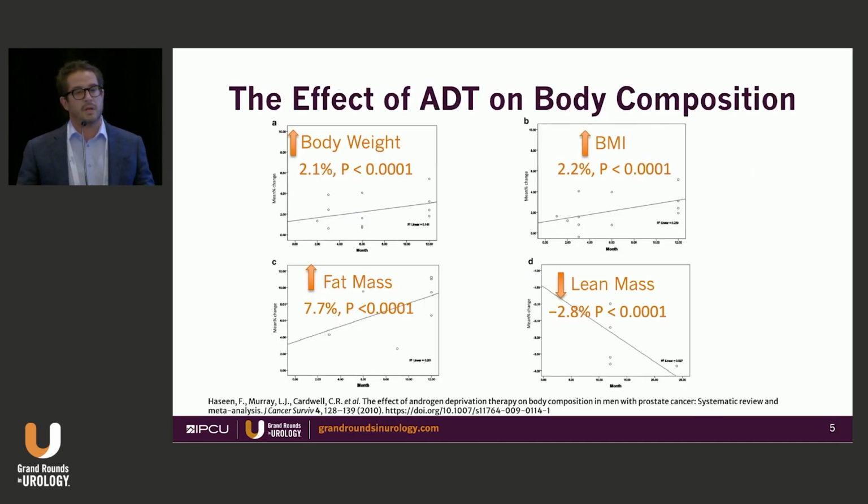We know the effect of ADT on body composition is significant. This was a meta-analysis from 8 large studies. Body weight goes up in the first year by 2.1%. BMI goes up by 2.2%, fat mass goes up by 7.7%, and lean body mass goes down by 2.8%. Sarcopenia develops within these patients.